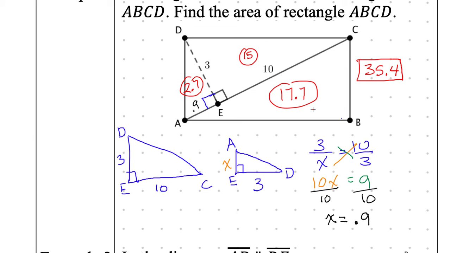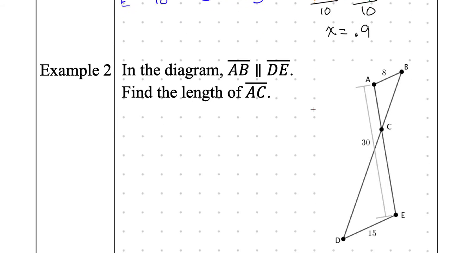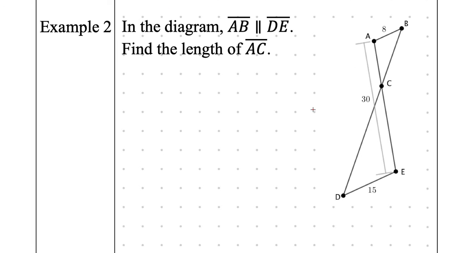All right, let's try another problem. About the same level of difficulty, maybe a little bit easier than example 1. Let's do example 2. In our diagram, we are given that line segment AB, right here, is parallel to line segment DE. So the very top and the very bottom are parallel to one another, and we're looking to find just this line segment AC. That's our goal. Let's label that X, since that's the thing we're trying to find. Let's say that line segment AC is X.